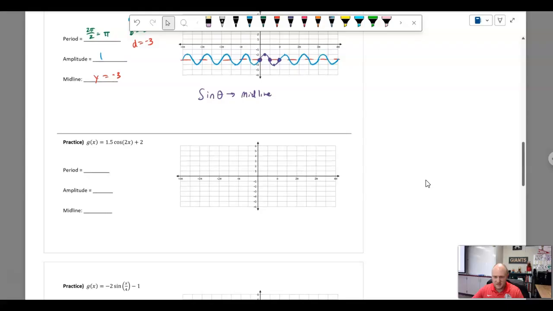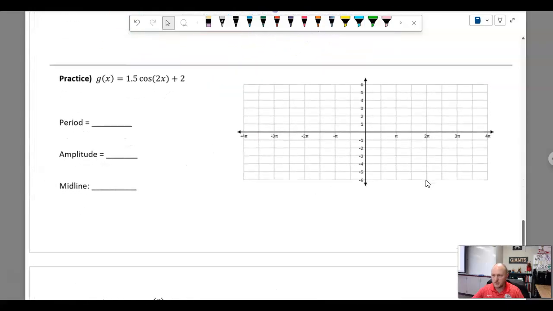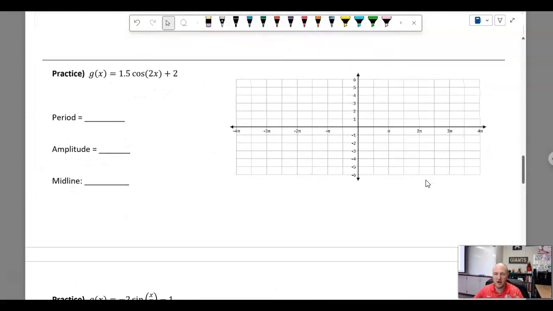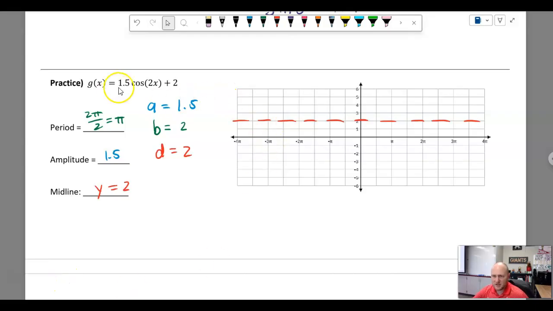I think this is a practice problem. So go ahead, pause me, try this example, and then we'll talk about it here in a second. Okay, here's the parameters. A is 1.5, B is 2, and D is 2. 1.5, that's your amplitude. Your B value being 2 is actually going to shorten your period. Your period's pi, and then D is equal to 2. So we're shifted up 2.